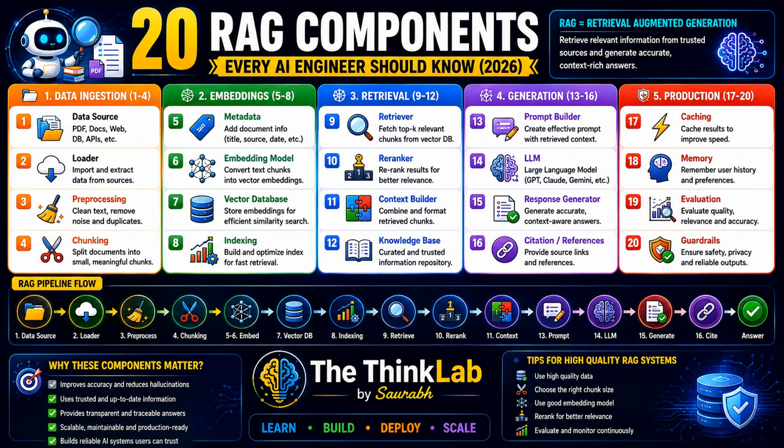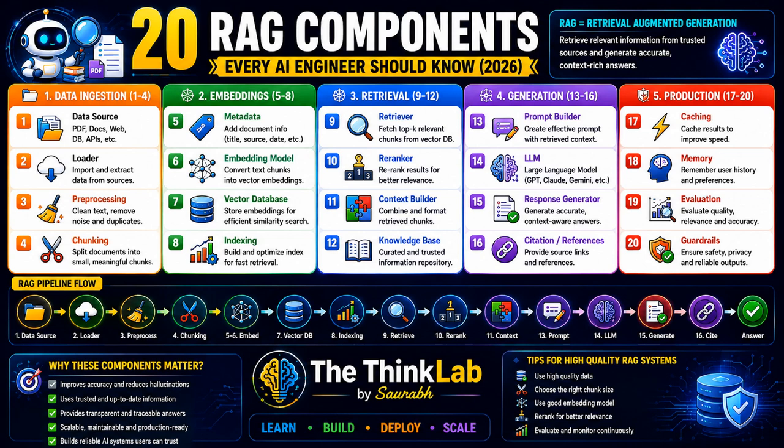So now we are moving to point number two. Second one, loader. The loader imports the data, reads the document from different formats and converts them into readable text. Without a loader, the AI cannot access your document, right? Point number three, pre-processing. Raw data is usually messy. It may contain extra spaces, HTML text, duplicate text, or unnecessary symbols. So pre-processing cleans the data before using it. Cleaner data means better answers, right?